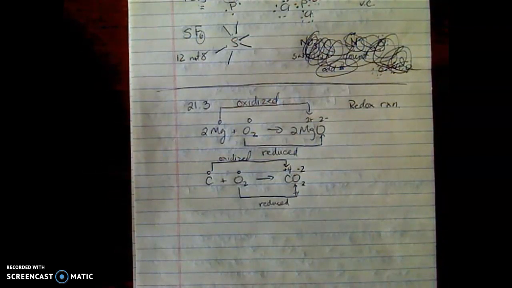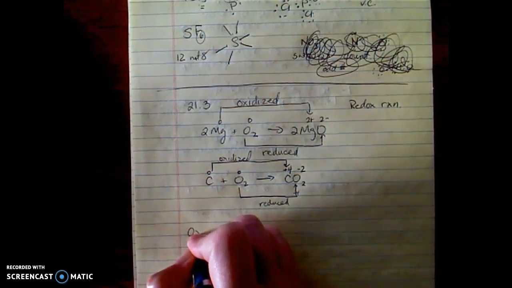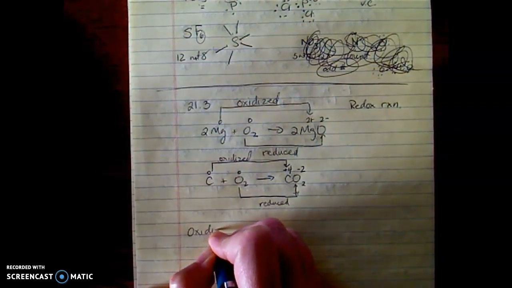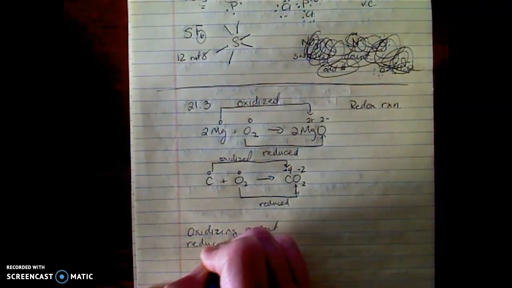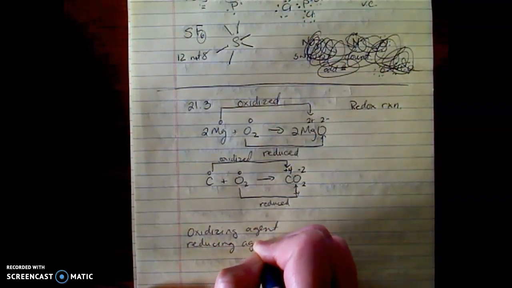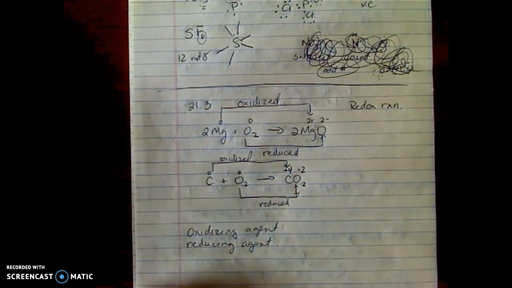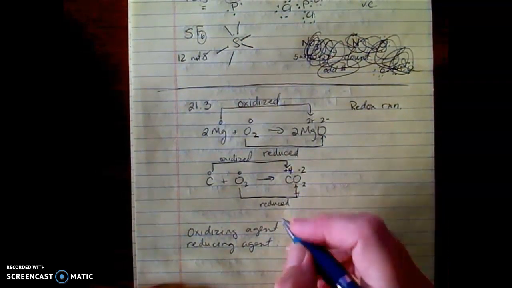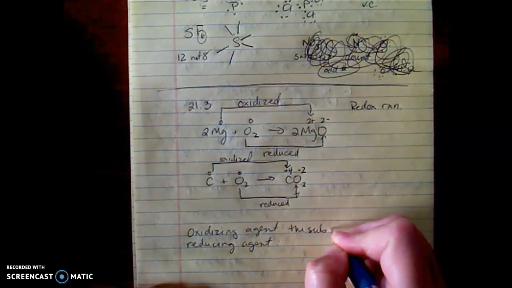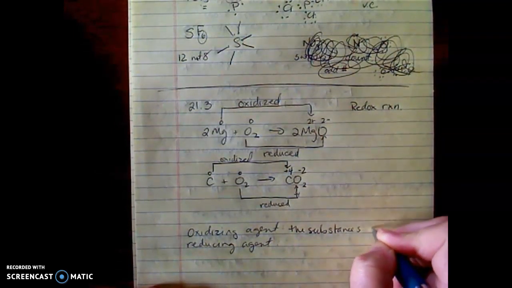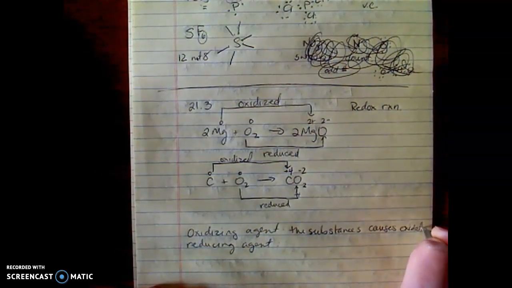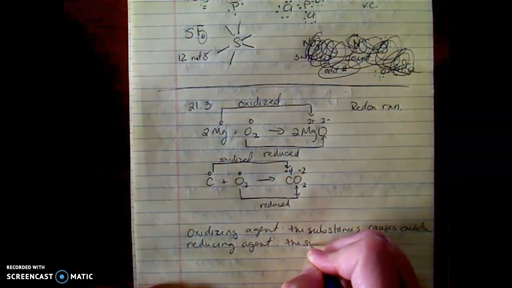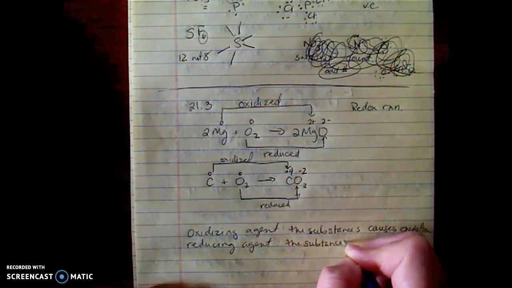Now, there's another term that you need to be familiar with, and it is called the oxidizing agent. So oxidizing agent and the reducing agent. Your oxidizing agent is the substance that causes oxidation. And the reducing agent would be the substance that causes reduction.